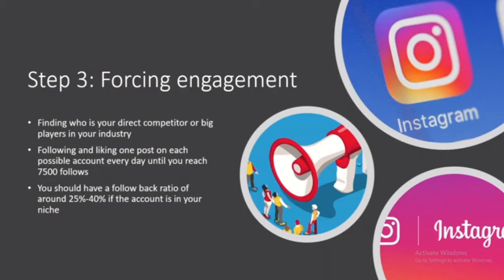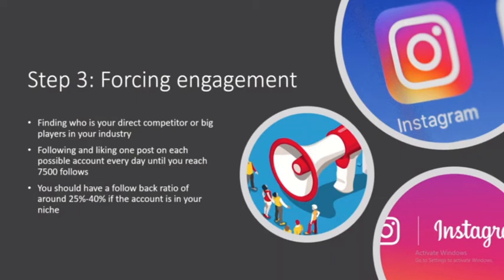So the first step of forcing engagement, you want to know the people that you want to engage with. How exactly can you do this? Pretty simple, you will find out who is your direct competitor or big player in your industry. Let's say, for example, you're selling sport things. You can check out Nike or Adidas or Puma or any other big brand, or Under Armour, for example. So you decide the brand that you want to check out, and they will have a huge following base that are interested in sports gear. And what you will do, pretty simple.